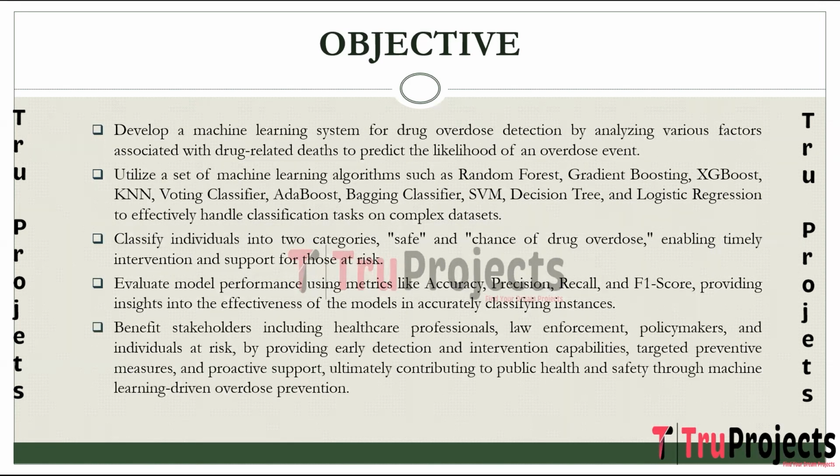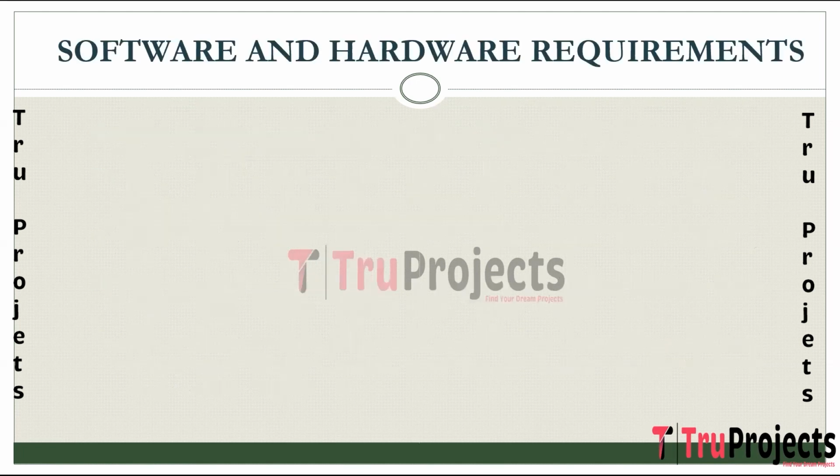The project aims to benefit stakeholders such as healthcare professionals, law enforcement agencies, policymakers, and individuals at risk of drug overdose. By providing early detection and intervention capabilities, healthcare professionals can address overdose promptly. Law enforcement and policymakers can implement targeted preventive measures based on insights generated. Individuals at risk, along with their families, can receive proactive support, ultimately contributing to public health and safety through machine learning driven overdose prevention. To implement this project, we need software and hardware requirements.